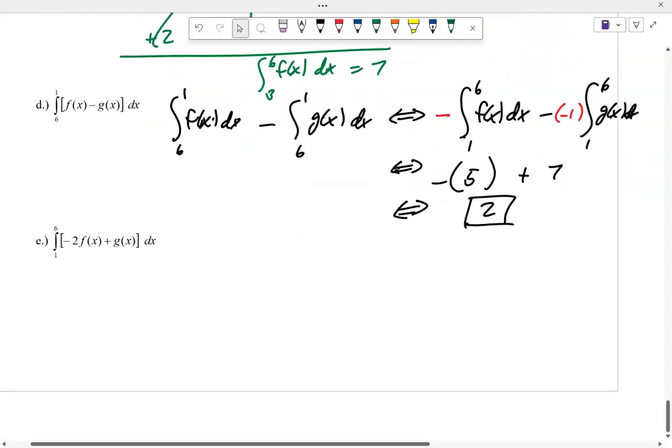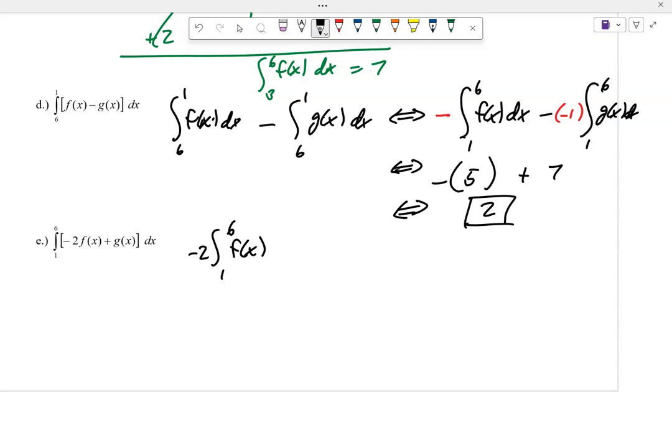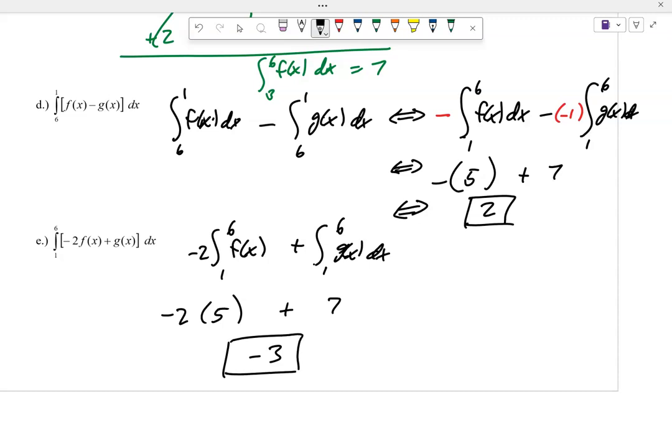And finally, let's look at our last one here. I've got the integral from 1 to 6 of negative 2 f of x plus g of x, dx. So I've got negative 2, times the integral from 1 to 6 of f of x, which is just a 5, they tell us in the instructions. And then the integral from 1 to 6 of g of x is a 7. So I got negative 10 plus 7, I get a negative 3 on that one.